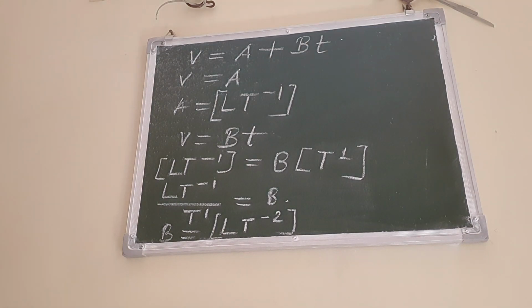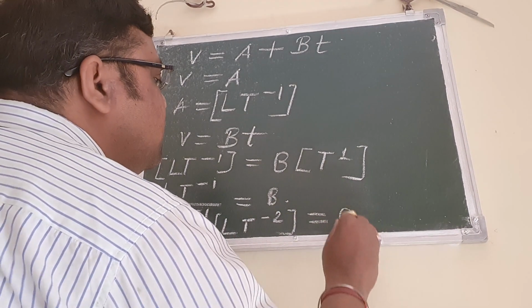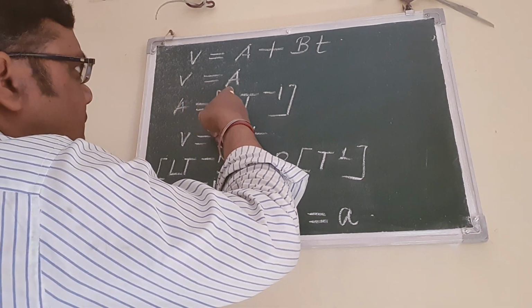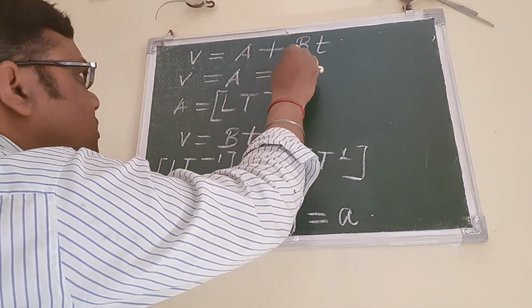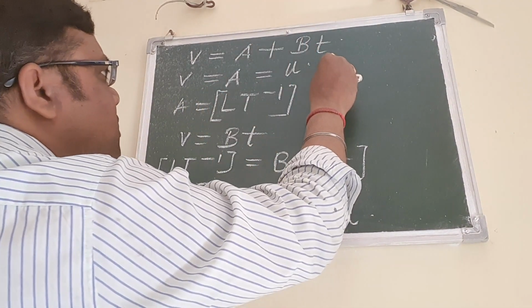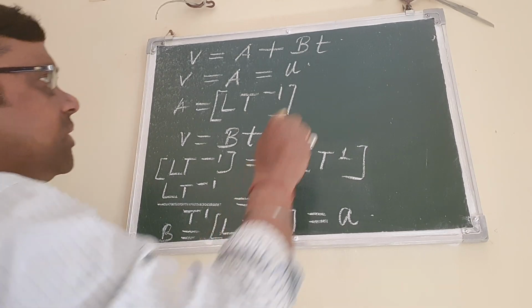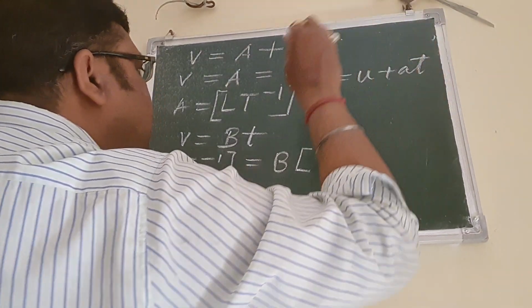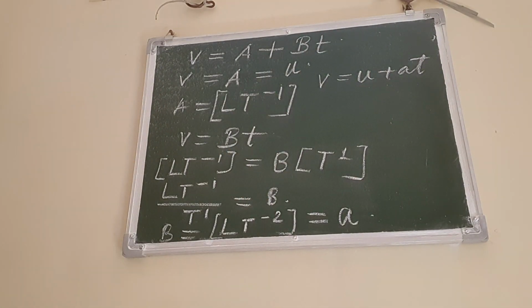So B will be the acceleration here. This is the quantity that it is going to represent, and A will represent the velocity, which will be the initial velocity. So this is the first equation of motion, that is V is equal to U plus AT. So I think you all might have understood this question.